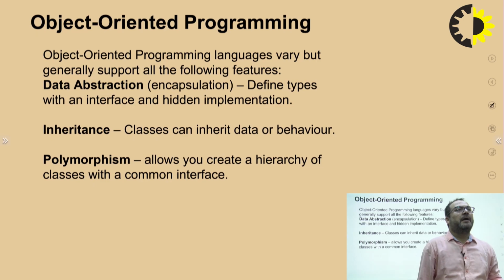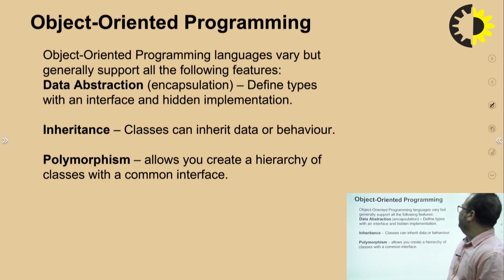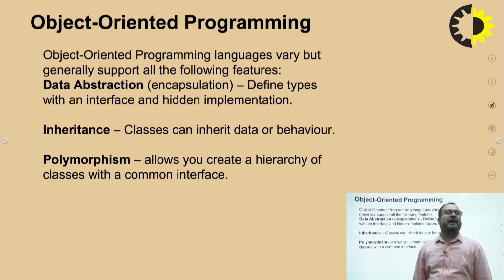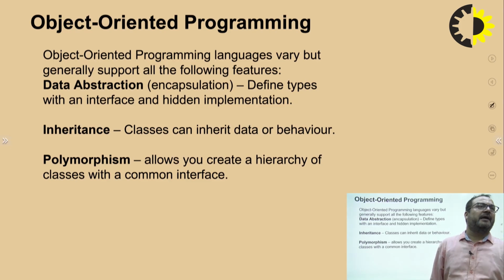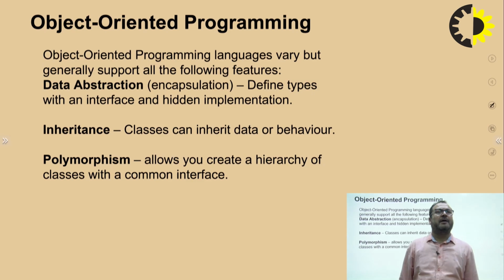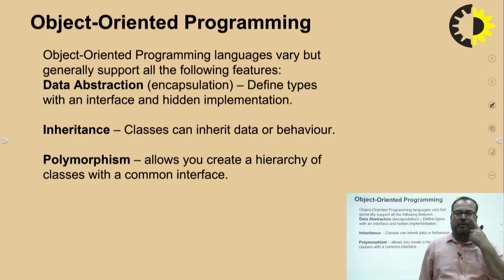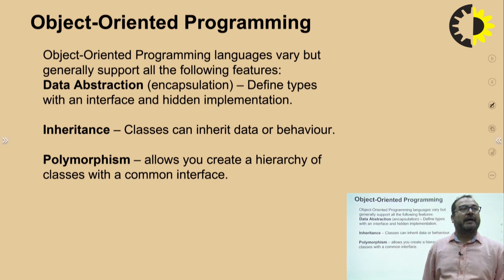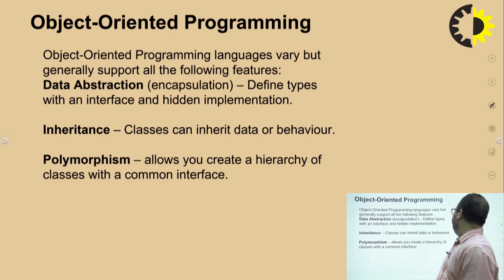Let us quickly review object-oriented programming. Languages vary, but they generally support the following features: data abstraction or encapsulation, which defines types with an interface and an implementation. Encapsulation means wrapping up data and functions into a single unit, and that single unit is called a class. Then inheritance: classes can inherit data or behavior.